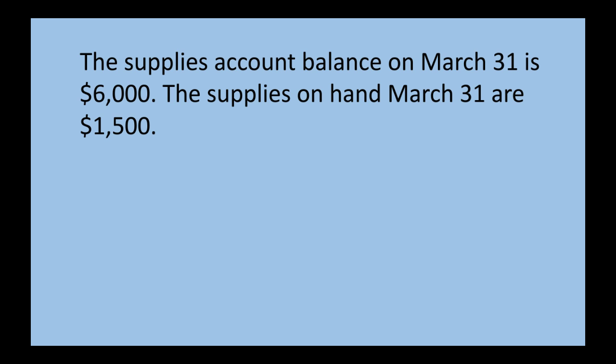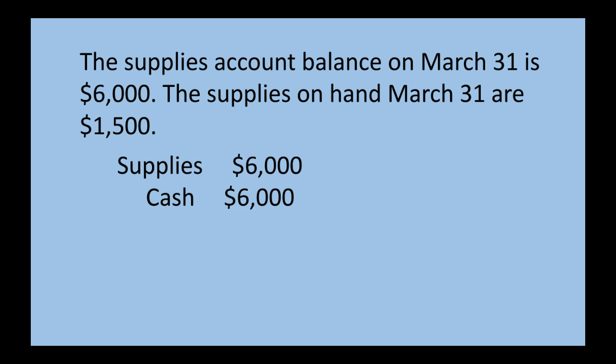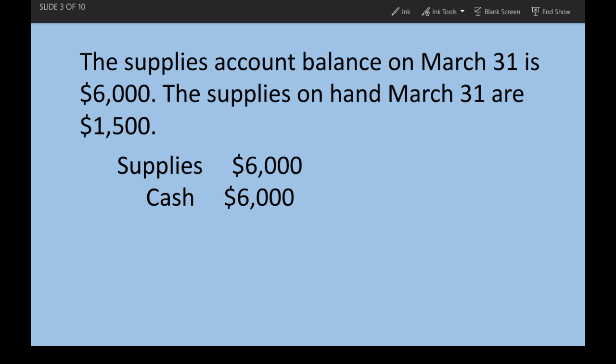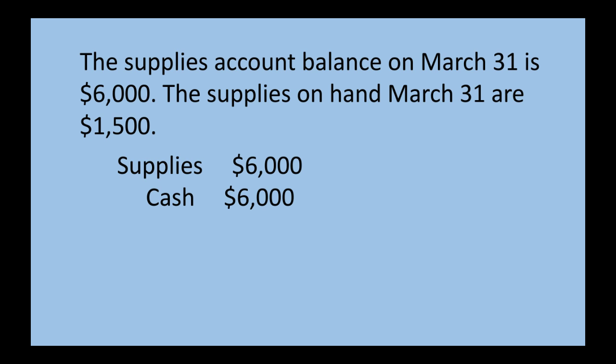In this case, the supplies account balance on March 31st is $6,000. This means in the past, the company would have had to buy supplies for $6,000. So you're going to think of the initial entry as being debit to supplies for $6,000 and a credit to cash for $6,000 as well.